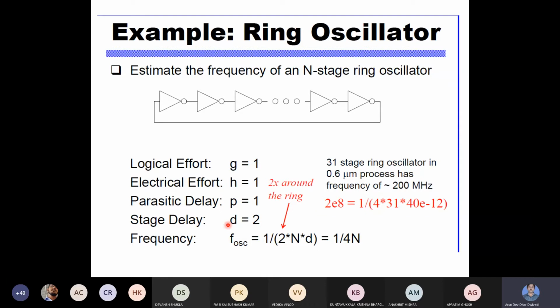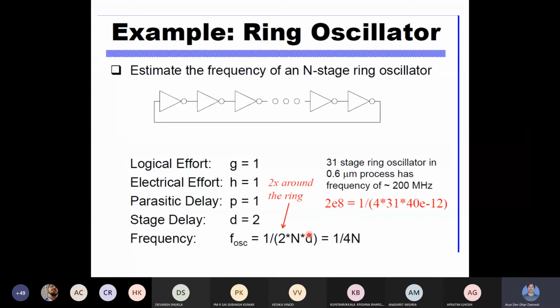D equal to F plus P, F equal to GH plus P. So GH means GH and plus P, so 2. Then in general the frequency will be D, which you have already found. So 1 upon 2n times D, 2x around the ring. Around the ring, this frequency in general we can find out 2n times, because n is the number of stages, suppose. So it is 2 times around the ring, the delay will be around the ring 2 times. So 2 times D into n, number of stages, 1 upon 4n.